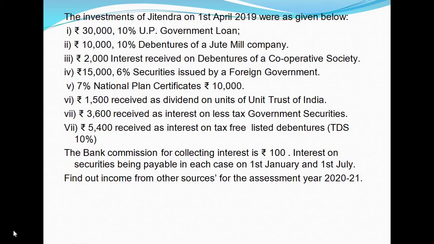Then also the dividend received on the Unit Trust of India is exempted from tax. The rest will be taxable. And we also have the bank commission for collecting interest, which is rupees 100. So the bank commission for collecting interest will be allowed as a deduction from the total interest which has been received by the assessee. Another thing they have given here is that the interest on securities is payable twice in a year, that is on 1st January and on 1st July of the current previous year. So now let us look at the solution.